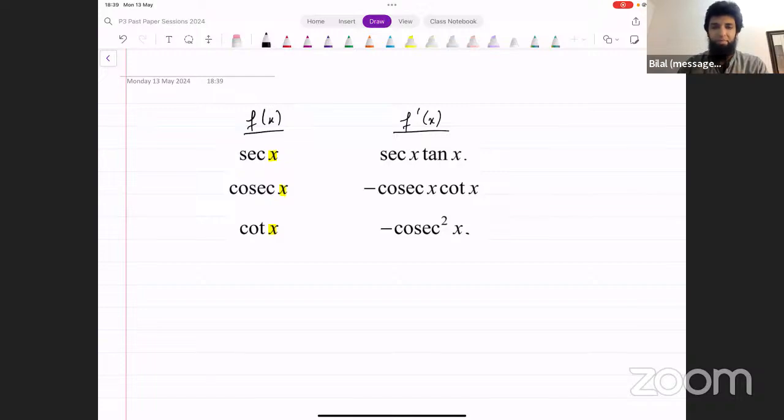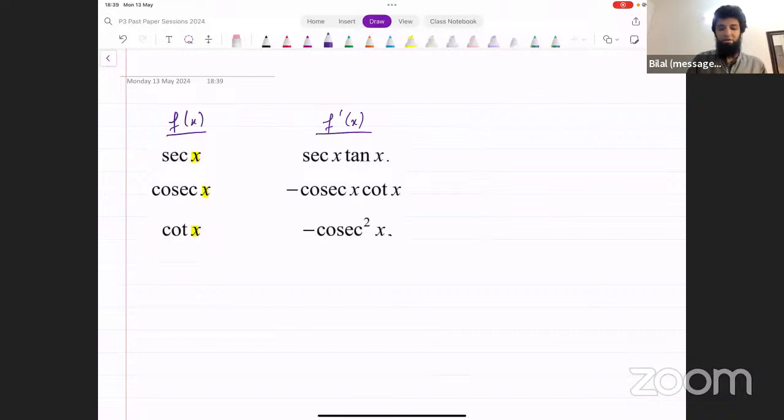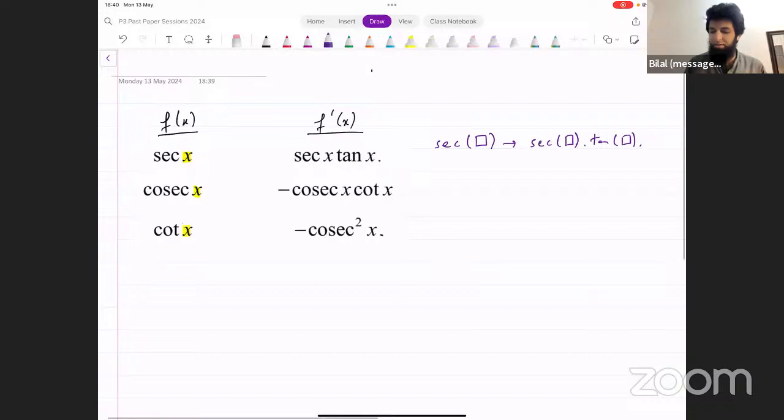But it's important to remember these rules as well. They're given in the formula sheet. You should be able to use them. Now, how do you use these rules? Like for any other rule, the generalized form for this rule would be if you have secant of something, secant of anything, the derivative of that is going to be secant of that using this rule into tan of that thing, and then multiplied by the derivative of whatever that is.